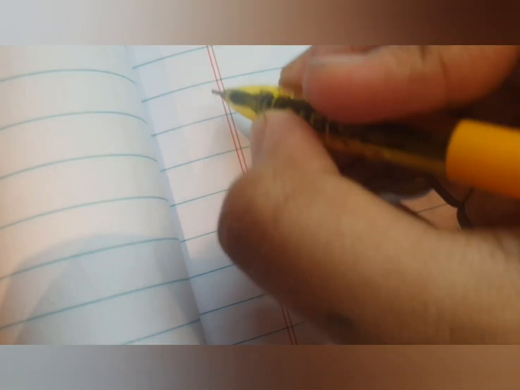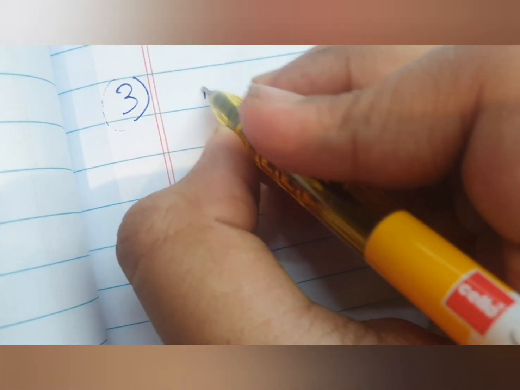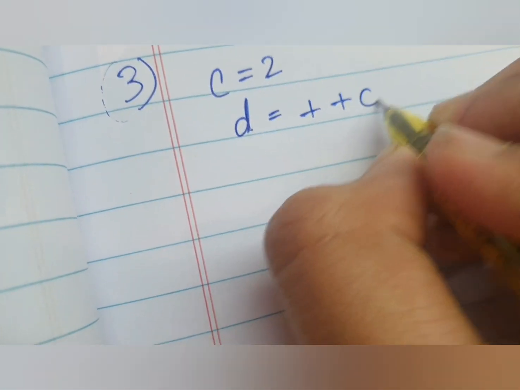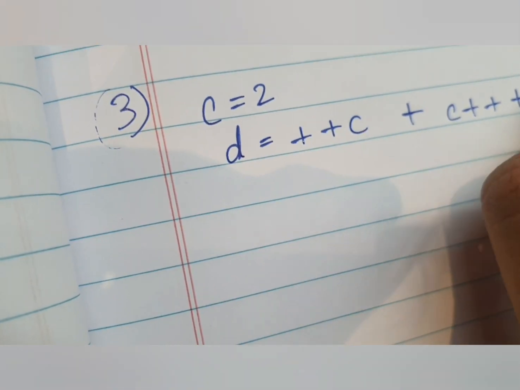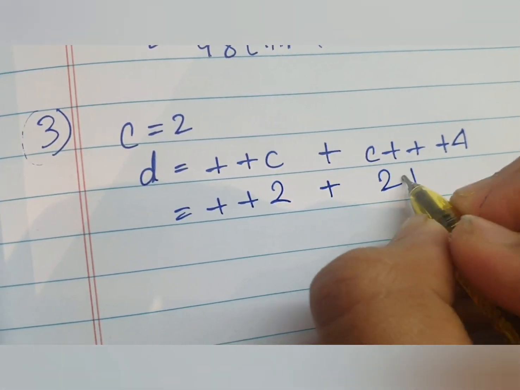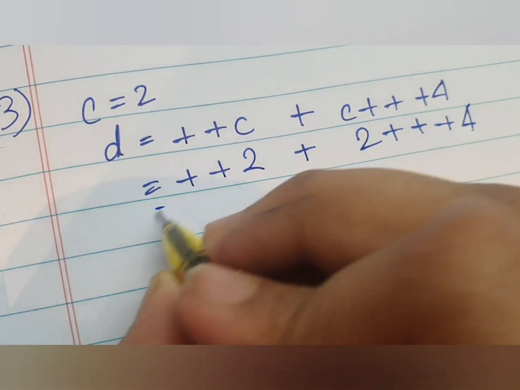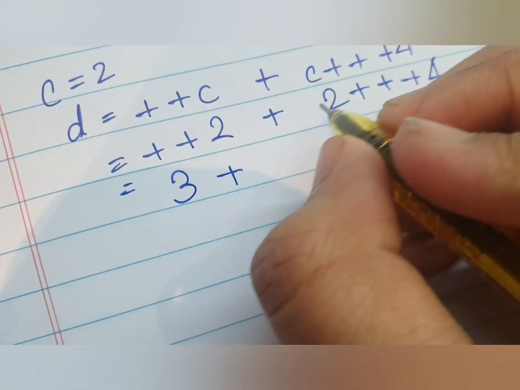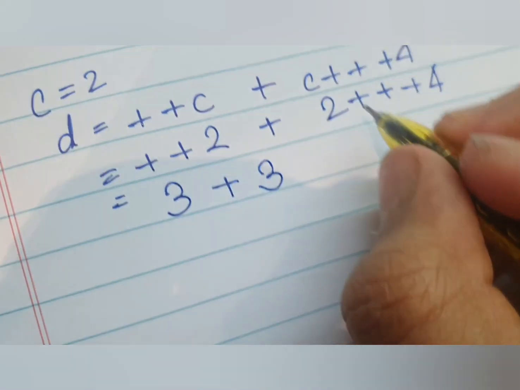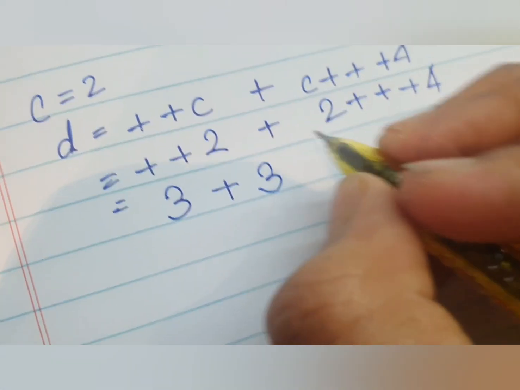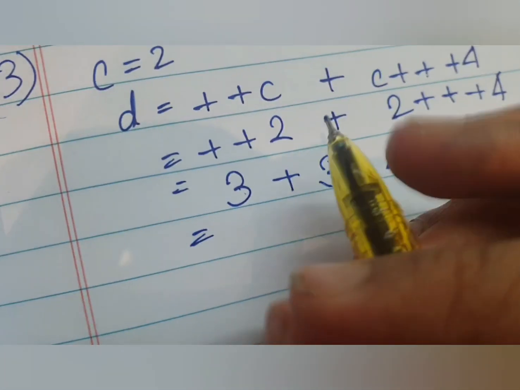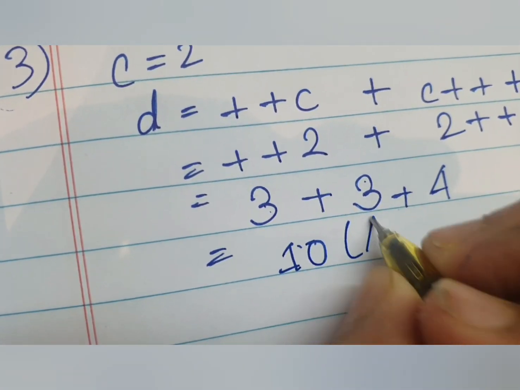Alright. Now let's go to the third question, which says that c equals 2 and we have to find d equals plus c plus c plus 4. We can easily find that out. So plus 2 plus 2 plus 4. Here plus 2 means we will write 3. Now it's not 2, it is 3. 3 plus, we will write 3 only. This will become 4, but we will write 3 because it is postfix. So it is 3 plus 3 plus 4. 3 plus 3 is 6, plus 4 is 10. So that will be the answer.